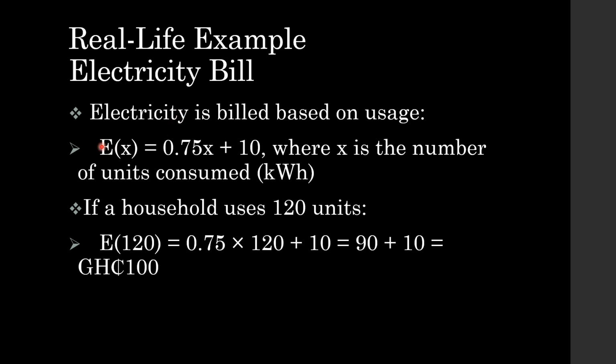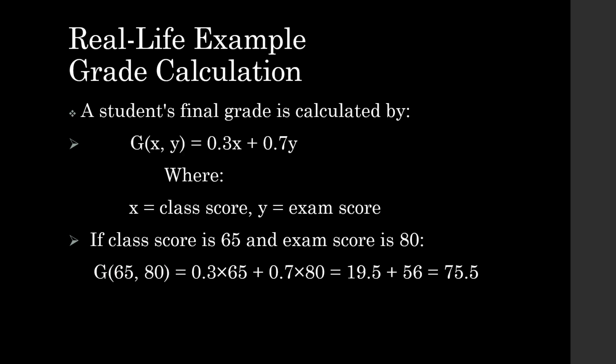Then we can also model electricity bill in the form of a function where E represents the electricity bill, and here x is the number of units consumed, and the unit is in the form of kilowatt per hour. So if a household uses 120 units, that means the input is 120, that is the object. Then if I want the image, which will be what I need to pay as my electricity bill, I'll input it here, and it will be 0.75 times 120 plus 10, and that will give 90 plus 10, which means that when I use 120 units, I'll end up paying an electricity bill of 100 Ghana cedis. Let's move to the next section.